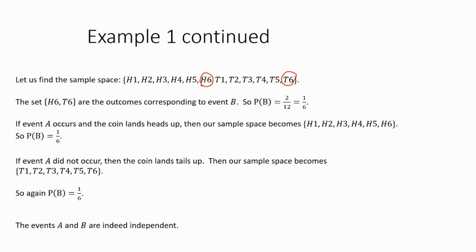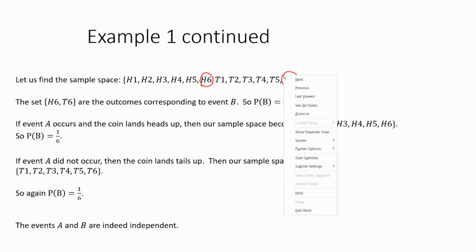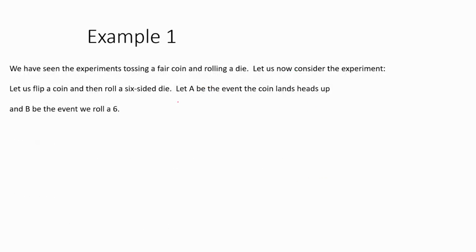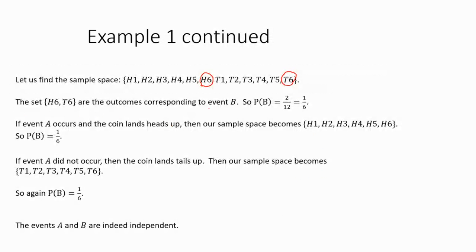Well, there's 12 outcomes altogether. 2 of them correspond to event B. B is the event that we get a 6. That's what it says here, right? B is the event that we roll a 6. So because of that, the probability of B would be 2 out of 12.